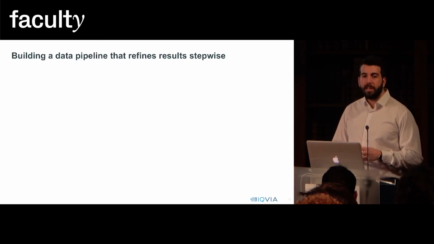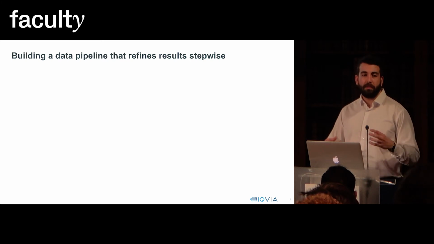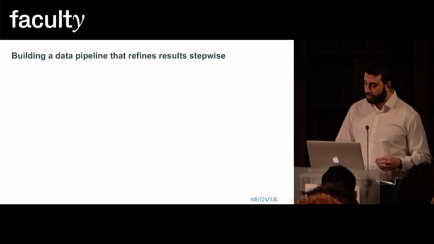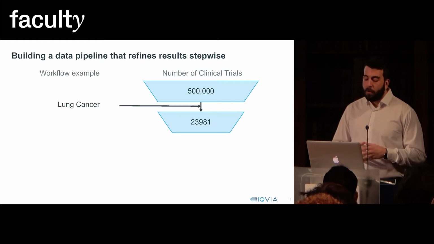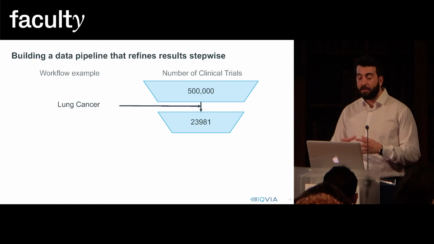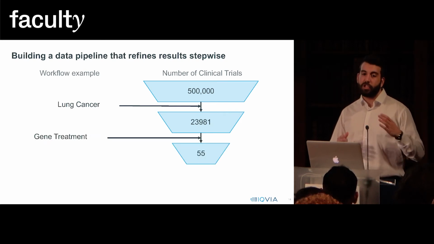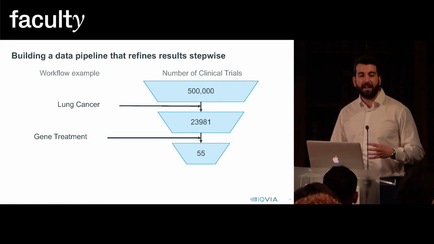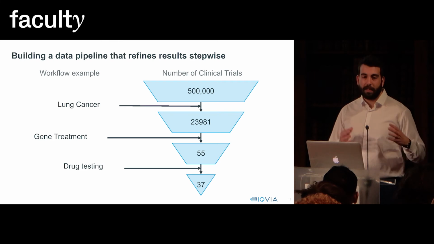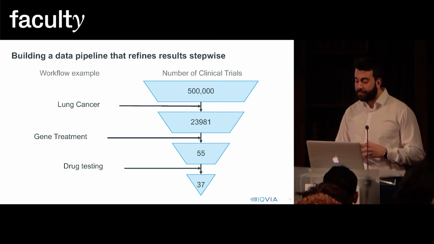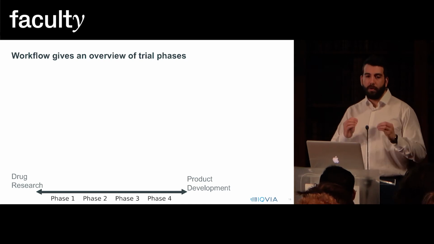Now continuing, what we did was we engineered a data pipeline that would refine the results stepwise. And we're going to go through a workflow today to understand what it does. So we start with our 500,000 clinical trials, and we say we want the data that revolves around lung cancer, and you get 24,000. And then we further refine by saying we want the ones that revolve around gene treatment for lung cancer, and we get 55. Lastly, we want the ones that are interventional, so that they actually test a specific drug, and we get 37 trials. Already we can start having a rough overview of the landscape.